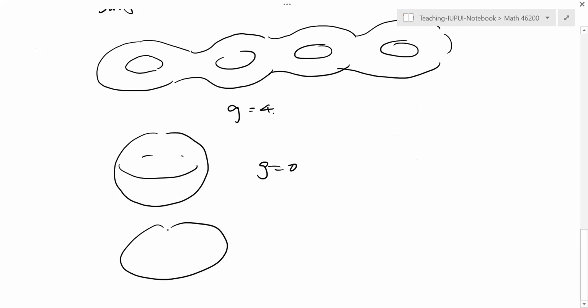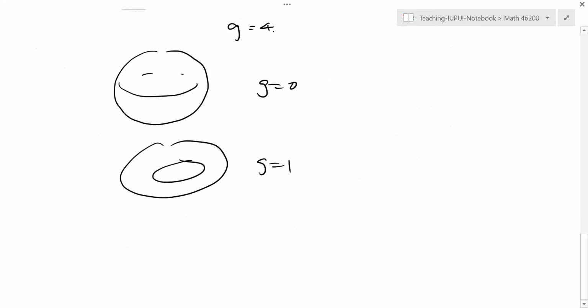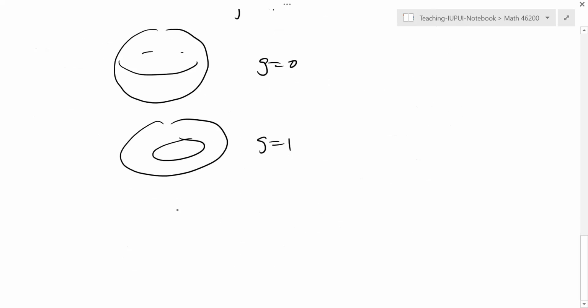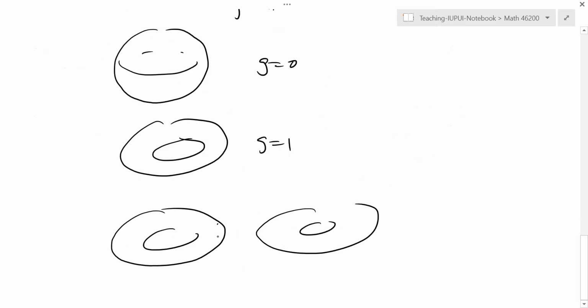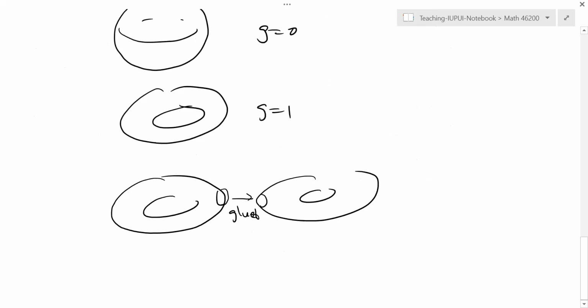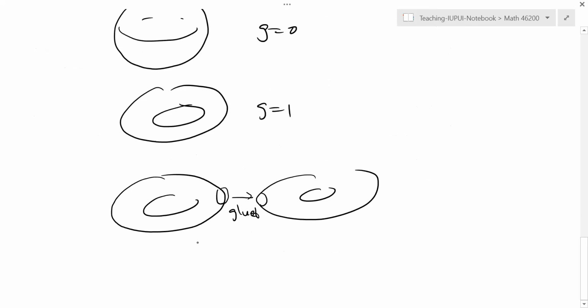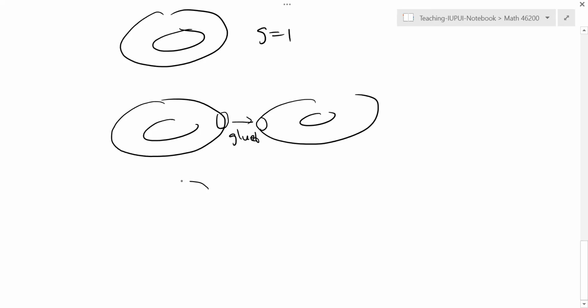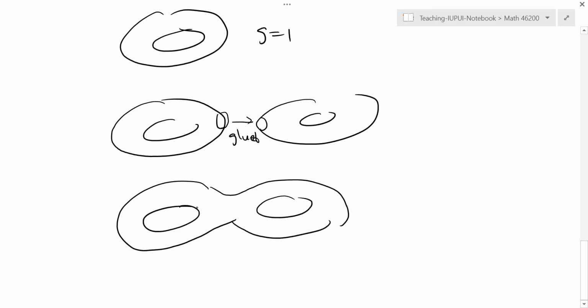Torus, G equals 1. And you can put two torus together, glue two torus together. You can cut a little bit here, cut this here, glue them together, okay? So you can get a surface. This is about topology, okay? The surface looks like that with two holes. So in this case, G equals 2, okay?